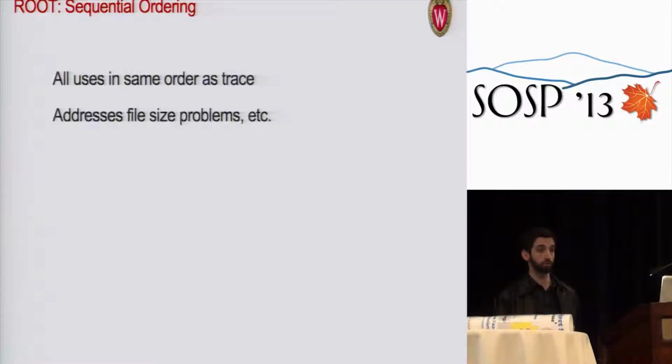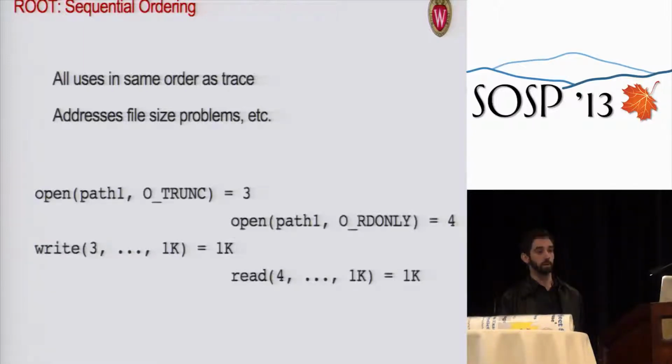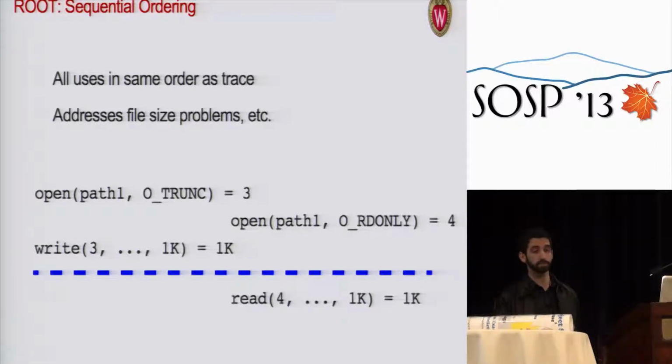Second ordering rule is sequential ordering. This is a stricter rule that enforces that every access to a resource has to happen in replay in the same order that that subset of accesses happened in the original trace. So this addresses problems like we saw in the second example, where there was that more subtle dependency on the file size of the same file referred to by those two file descriptors. So in this case, the analogous barrier would be this, so that prevents the read from happening before the write and avoids the file size problem we saw earlier.